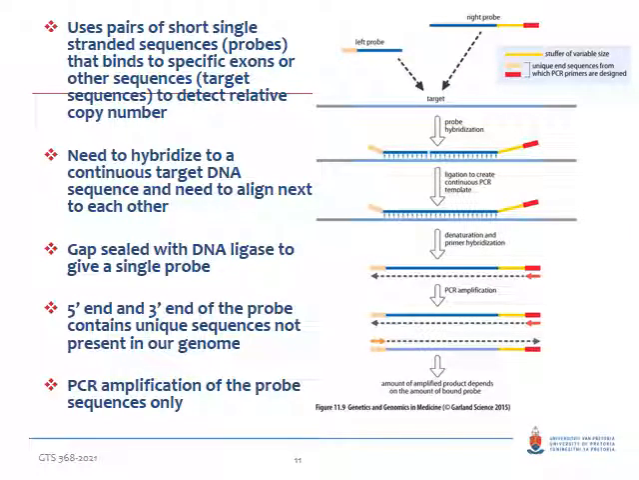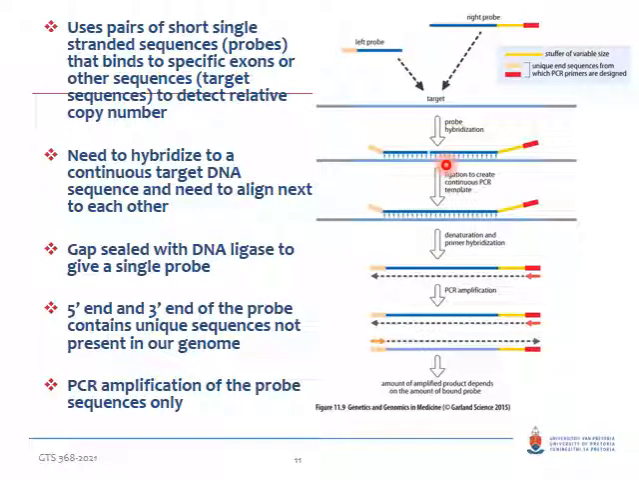MLPA uses pairs of single-stranded sequences called probes designed to bind to specific exons or other sequences, called target sequences, whose relative copy number needs to be determined. The probes are targeted to hybridize to a continuous target DNA sequence, and the two probes need to align to give a single probe complementary to the target.